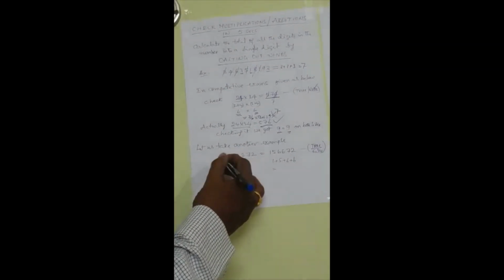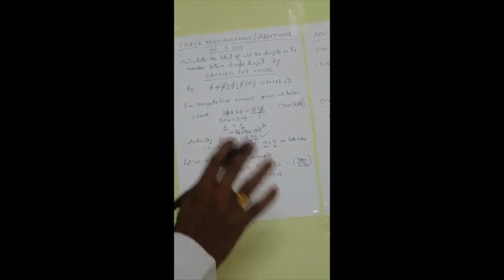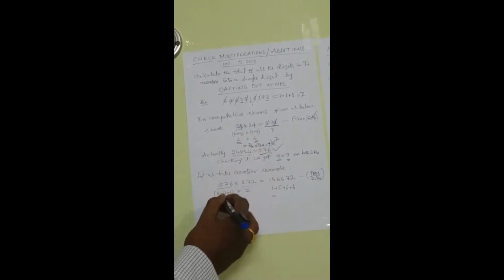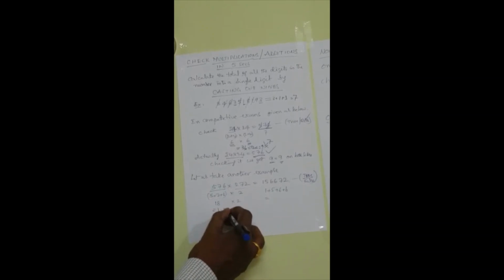So, in two-digit adding, 5 plus 1, 7 is not 9, but 7 plus 6 is also 9. So you have to add all 5 plus 7 plus 6. So it is equal to 18. This is again 1 plus 8 is equal to 9.